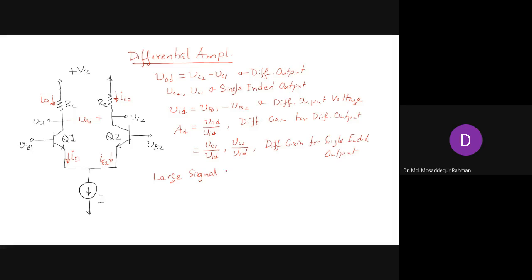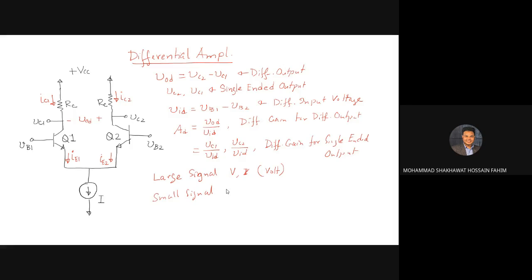So in the large signal, the voltage and current are usually in the range of, okay, large signal, let's forget about the current. The voltage will be in the range of volts, right? Or hundreds of millivolts. So that's our large signal operation. And the small signal, what is our small signal?